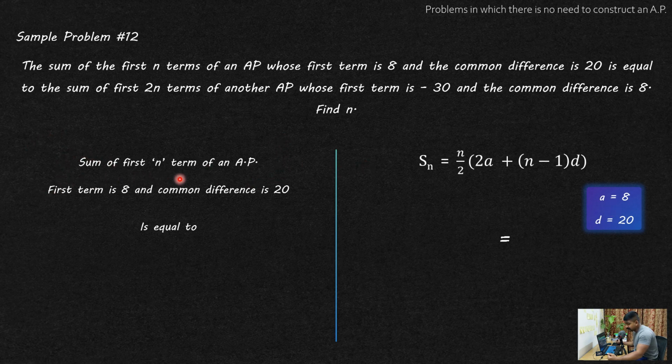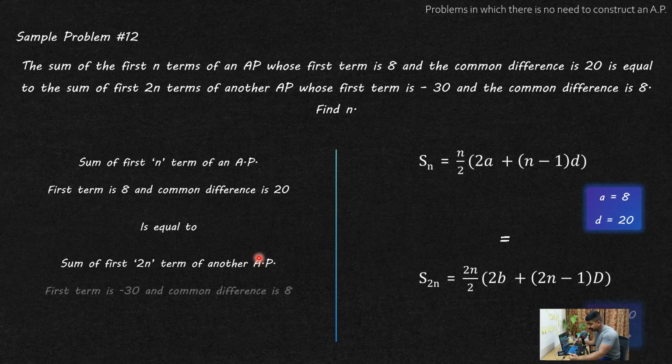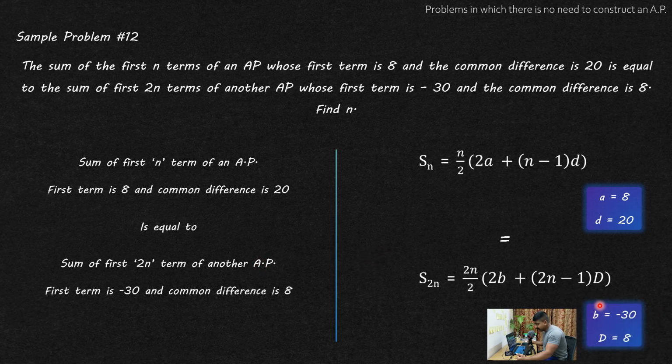Sum of first n terms of an AP is equal to sum of first two n terms of another AP. Here B is the first term, that is -30, and capital D is the common difference, that is 8. So now what you need to do, just need to substitute the values of A small d, B capital D, and then equate these two expressions. Now you have to find n.